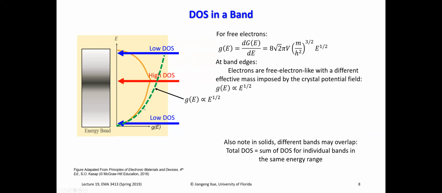But obviously, in solids, oftentimes you're going to have different bands overlapping. So the total density of states is just the density of states for these individual bands, and you sum them up. So this is the end of the review.